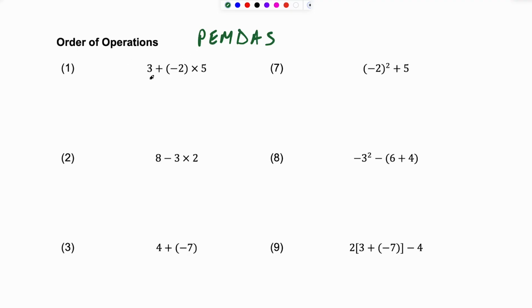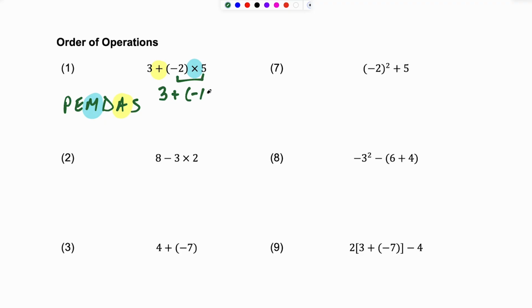For question 1, we have 3 plus negative 2 times 5. So when you read this, I'll just transfer this over here. When you're doing question 1, what you want to think about is the operations involved. We have addition and we have multiplication. And when we think of this mnemonic here, we could see that multiplication shows up before addition. So when we work this out, we're not going to do the addition first. We're going to multiply first. We're going to do negative 2 times positive 5 is negative 10. And then we move on to the addition. So now we say 3 plus negative 10 is equal to negative 7. And this is our solution to 1.